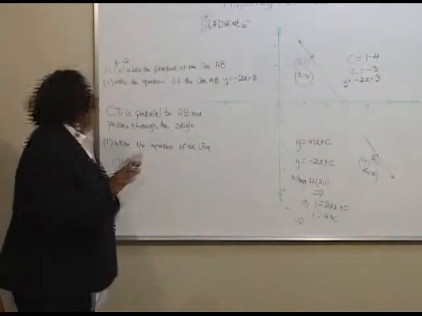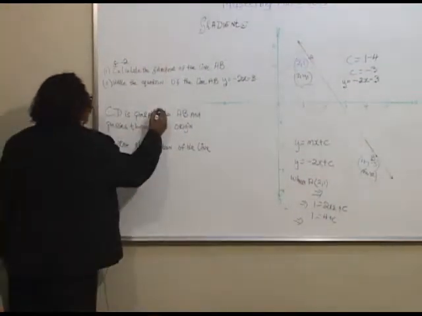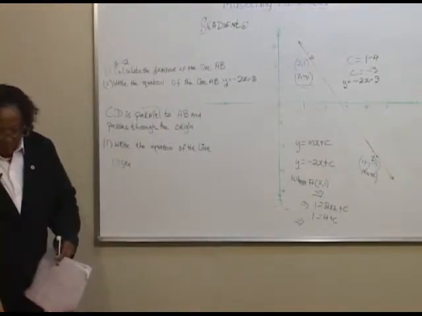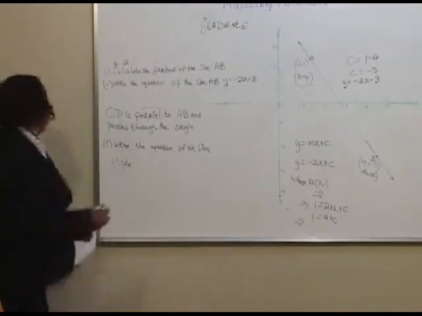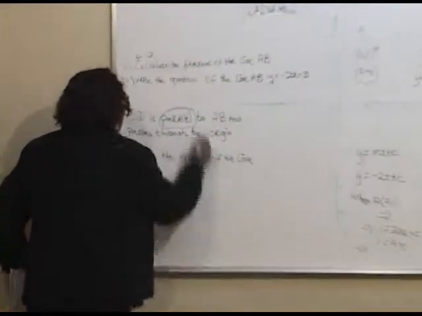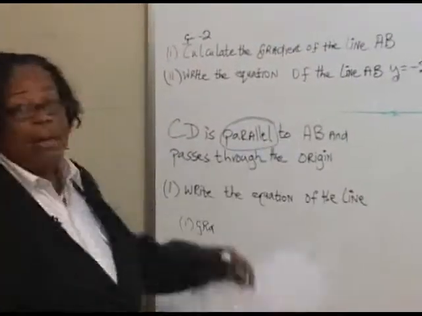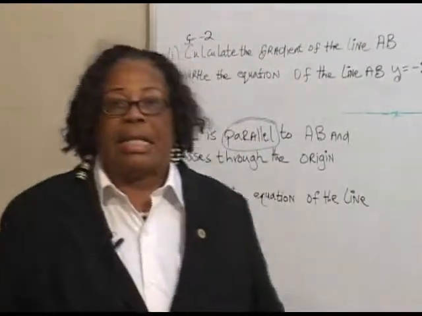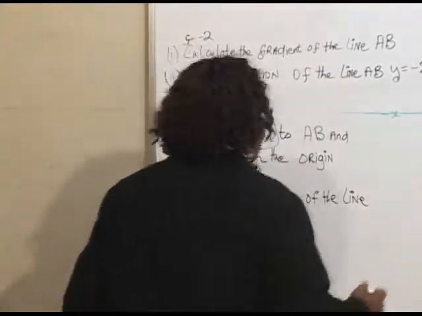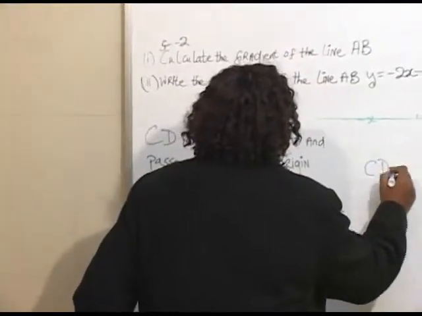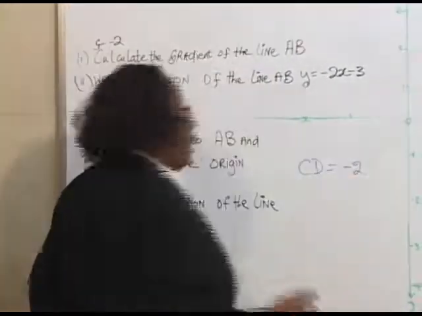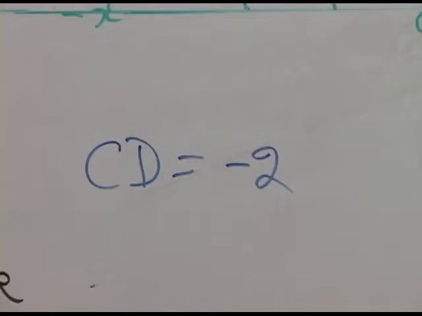Read it again. CD is parallel. This is important for us to know, okay? That word parallel, okay? Because immediately you tell yourself any line parallel to AB will have the same gradient. All right? So there's one thing already we know about CD. We know that CD is equal to a gradient of negative 2. That is the first information that we can get.